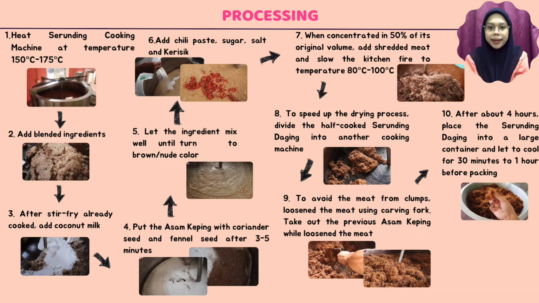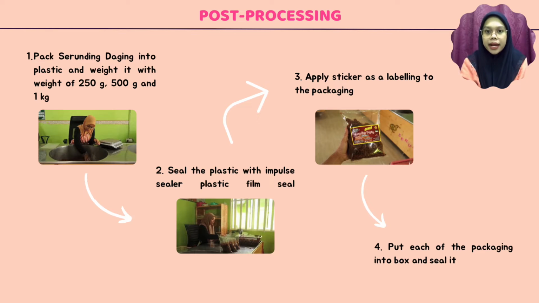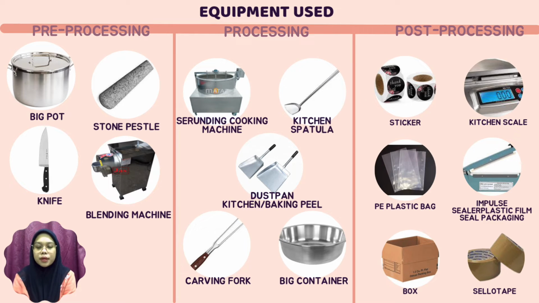After about 4 hours, place the serunding daging into a large container and let it cool for 30 minutes to 1 hour before packing. For the post-processing part, the first step is to pack the serunding daging into plastic and weigh it at 250 gram, 500 gram and 1 kilogram. Then seal the plastic with the impulse sealer, plastic film seal packaging. Then apply a sticker as a label to the packaging. The last part is to put each package into a box and seal it. The equipment used in the pre-processing are a big pot, stone pestle, knife and also a blending machine.